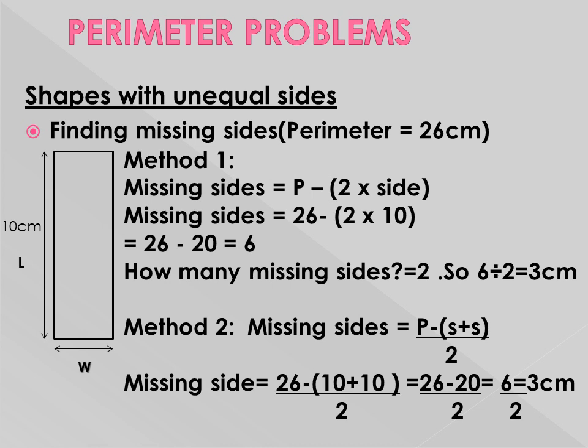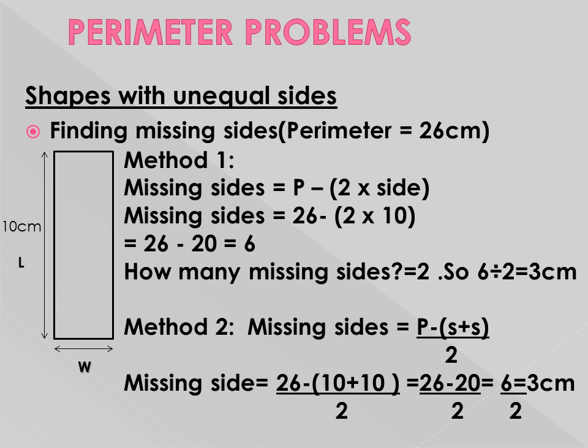So let us see. 10 plus 10 is 20. And we have been told that our perimeter is 26 centimeter. So what do we do to find the remaining ones? Great job. We will minus 20 from 26, which is the perimeter. Our total is 26. The ones we already know total 20. So how do we find the remaining one? We will minus. So 26 minus 20 is what? 6. But remember, the 6 is going to be for two sides.